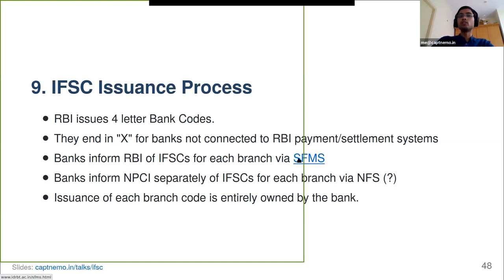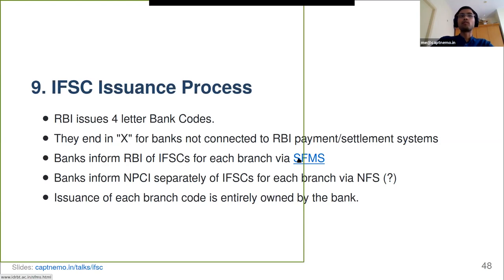And issuance within each and every branch code, which is to say that given a four-letter code, everything that happens underneath and any IFSC that starts with those four letters is basically owned by the bank, which means only the bank is responsible for whether or not it's valid, or whether or not it supports IMPS or NEFT and so on.